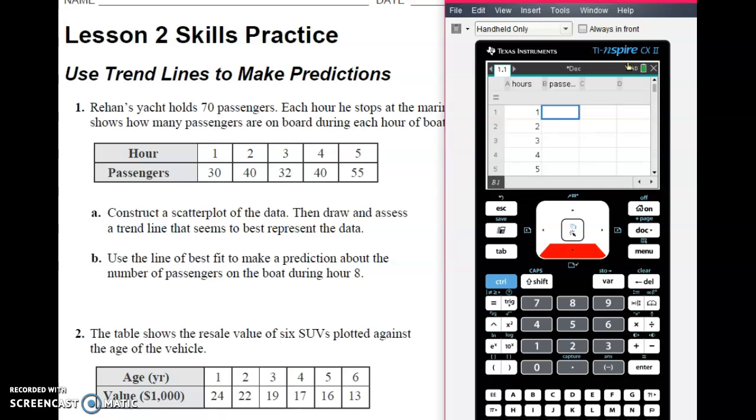So at 1 hour, there were 30 passengers. 2 hours, we had 40. Hour 3, there were 32. Hour 4 was 40. Hour 5 had 55. Make sure you press enter here. Otherwise, when you get to the point where we do our trend line, it does not work.